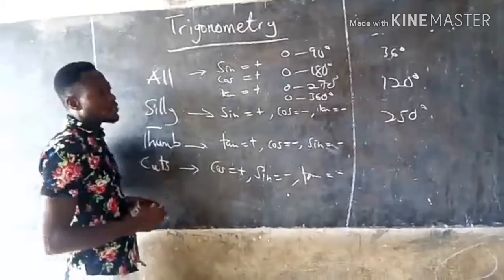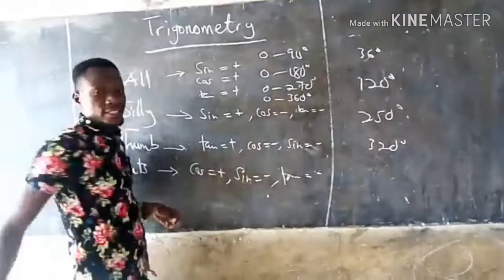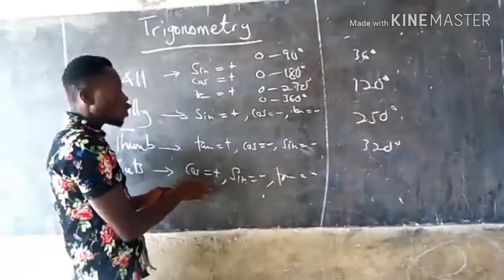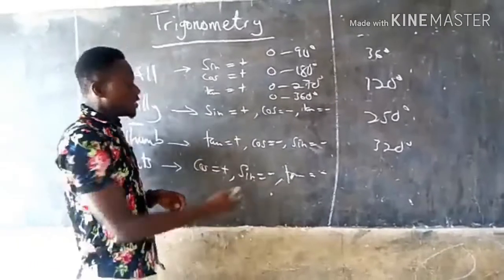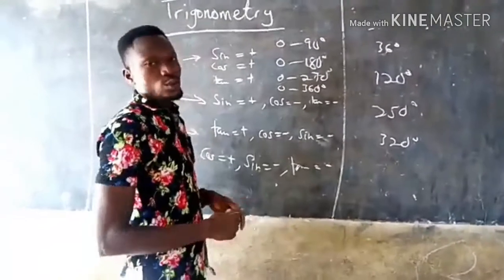Then in the fourth quadrant, let's take something like 320, which falls within this range, that's the fourth quadrant. So if you take cos of 320, you get positive. Sine of 320 will give you negative. Tan of 320 will give you negative.